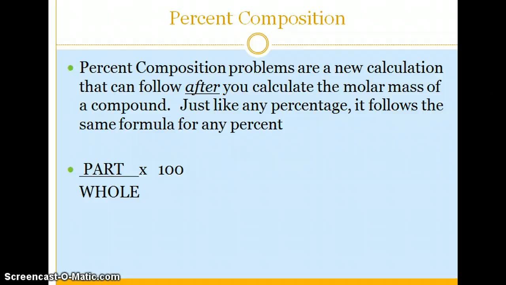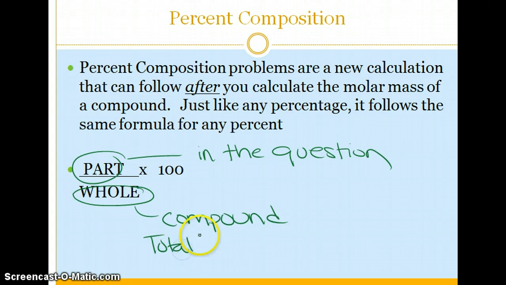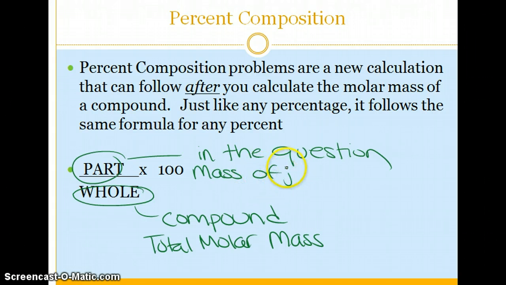So your part is always going to be what the question is asking for, okay? Whatever it's asking for. What's the percent hydrogen? What's the percent oxygen? Your question will specify your part. So that's going to be in the question. Your whole is going to be the compound, and it's actually going to be the total molar mass of that compound. And your part ends up being the mass of just the element in question.